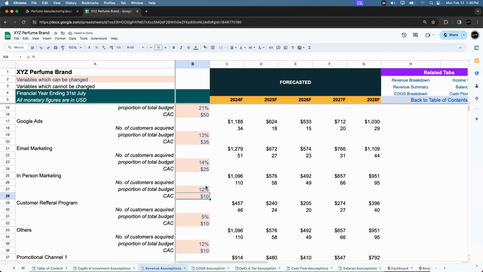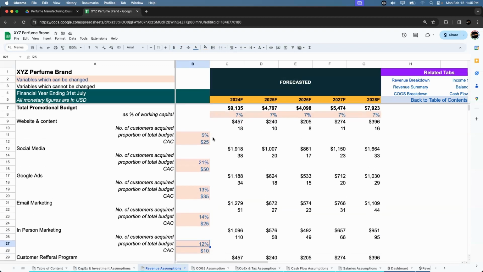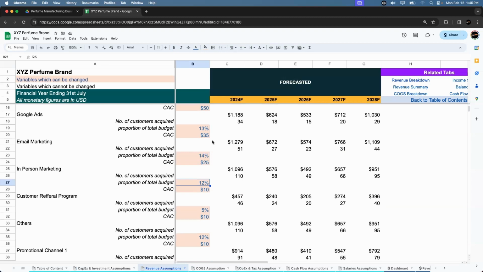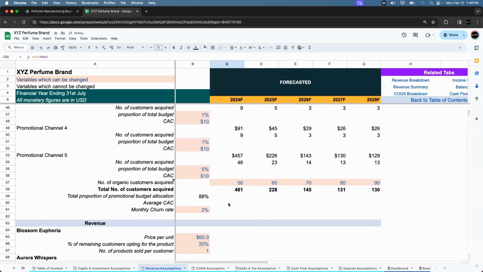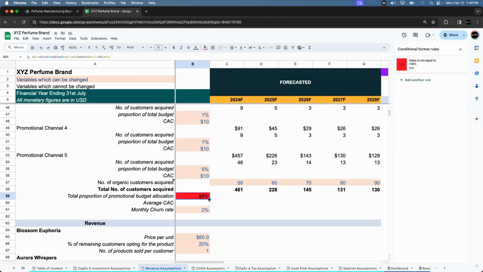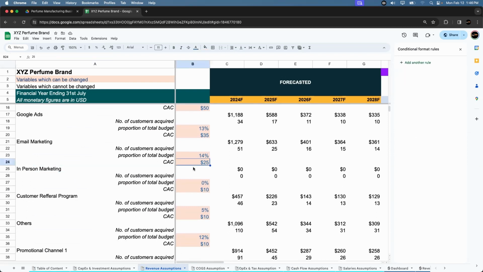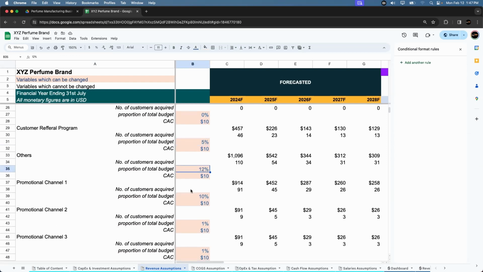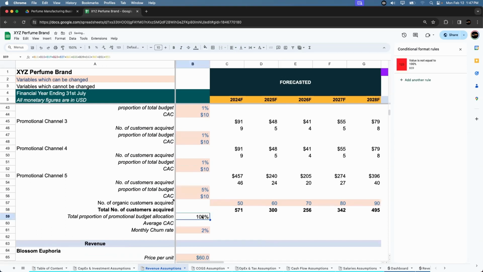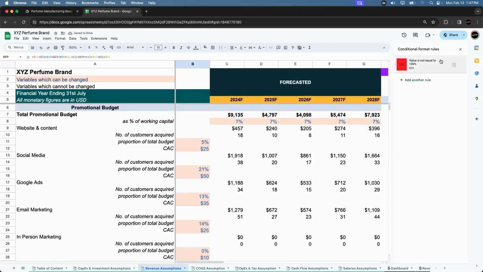In-person marketing, do you need in-person marketing? If you are selling the product through an online store, then you do not need in-person marketing. So let's make this proportion of total budget 0, because we don't need this. But if you make this 0, you will run into a problem. This will not become equal to 100%, because you have reduced the allocation for in-person marketing. So you need to increase the allocation for something else. This 12% has to go somewhere. Where should I put it? Let's put it here. Once you make this right, then it's going to become 100%. Then it's not going to show the error.